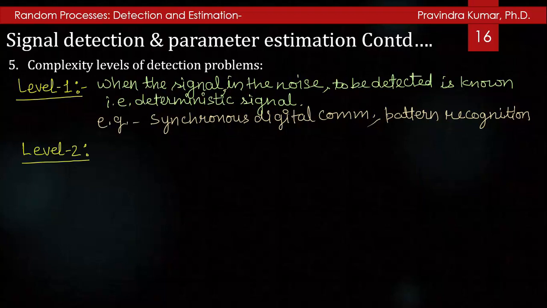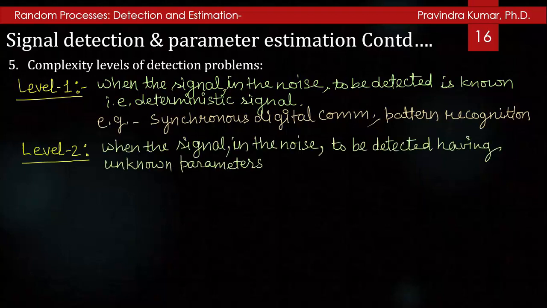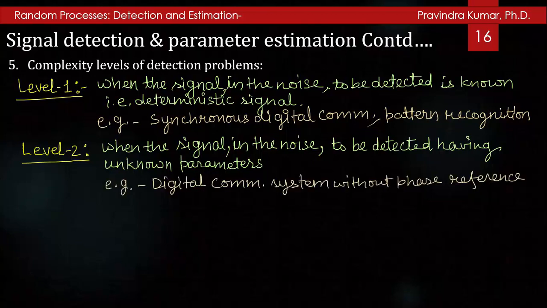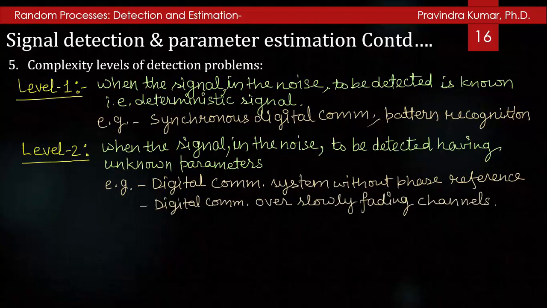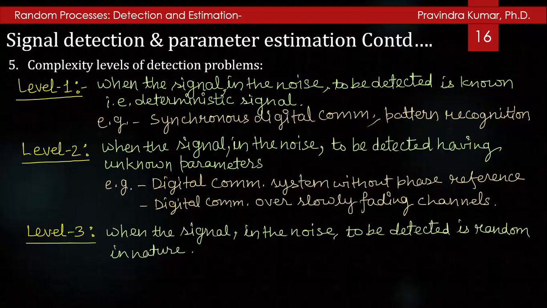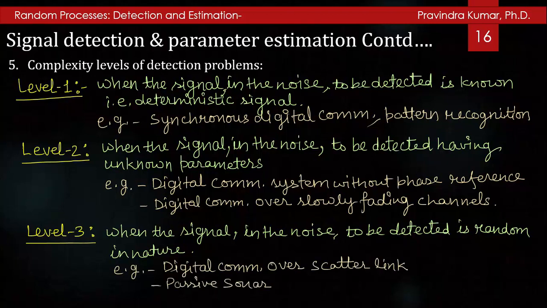The second level is where the signal in the noise to be detected has unknown parameters, for example a digital communication system without phase reference, and digital communication over slowly fading channels. And the third level is when the signal in the noise to be detected is random in nature. For example, digital communication over a scattered link, passive sonar, and radio astronomy detection of noise sources.